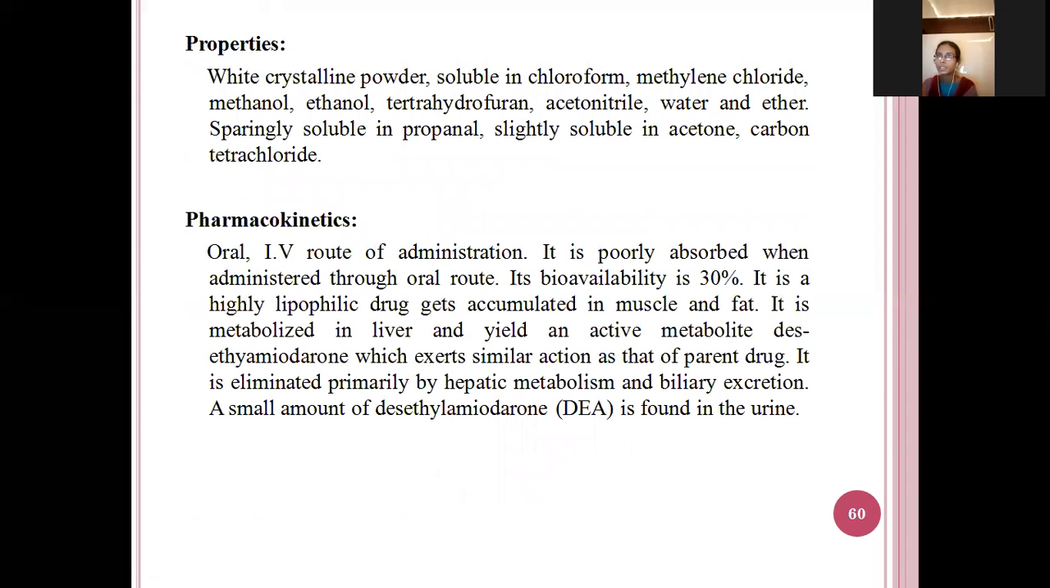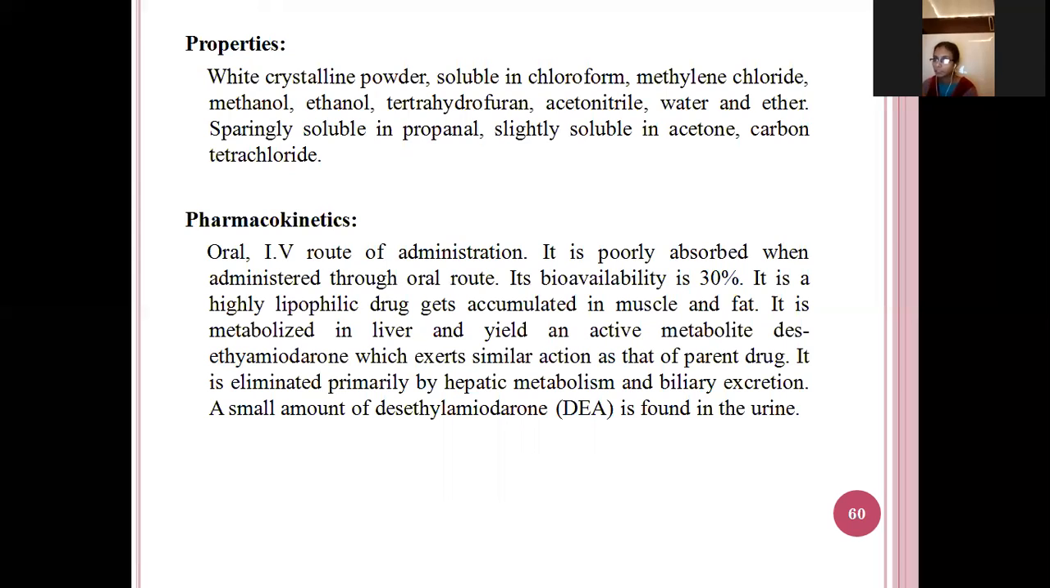Next, properties: it is a white crystalline powder and it is soluble in chloroform, methylene chloride, methanol, ethanol, acetonitrile, water and ether. It is sparingly soluble in propanol, and slightly soluble in acetone and carbon tetrachloride. Pharmacokinetics: it is given by oral and intravenous routes of administration. It is poorly absorbed when administered through the oral route, compared with the intravenous route.